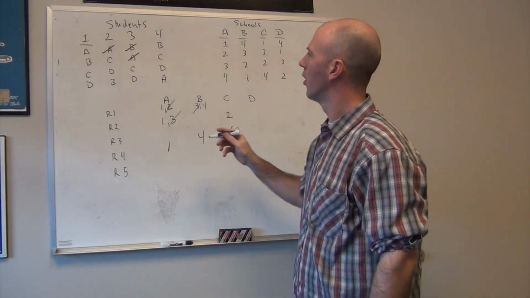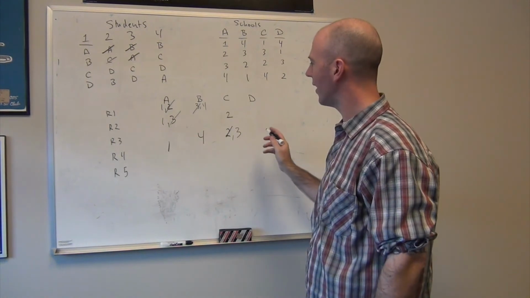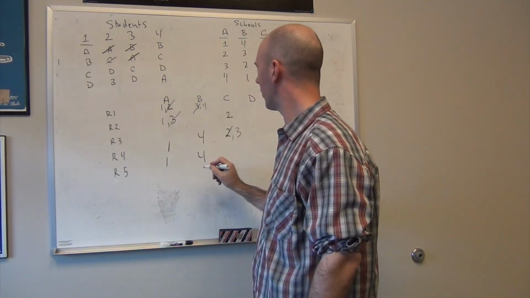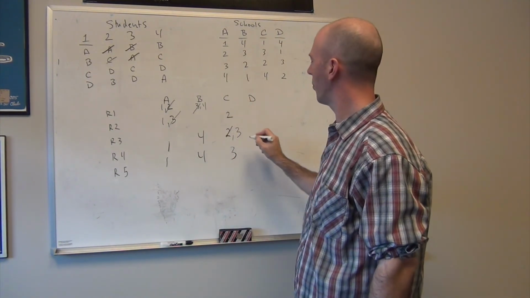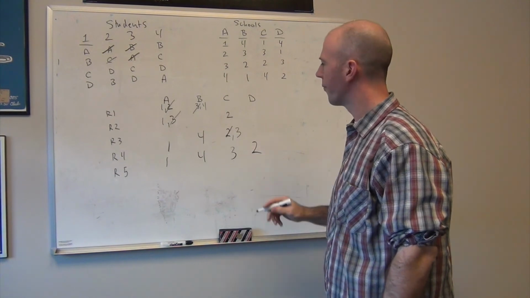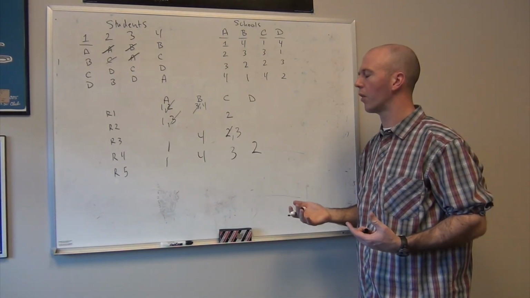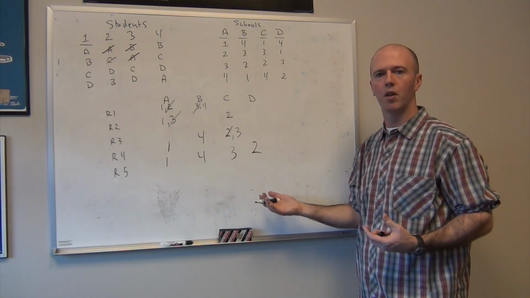Okay? So 2 is rejected by C, and so now 2 is going to apply to D. So in this round, A is still holding on to 1, B is still holding on to 4, C is holding on to 3, and 2 applies to D. And so now notice that there's no rejections in this round. There's exactly one student applying to each school, and this is when the process stops.